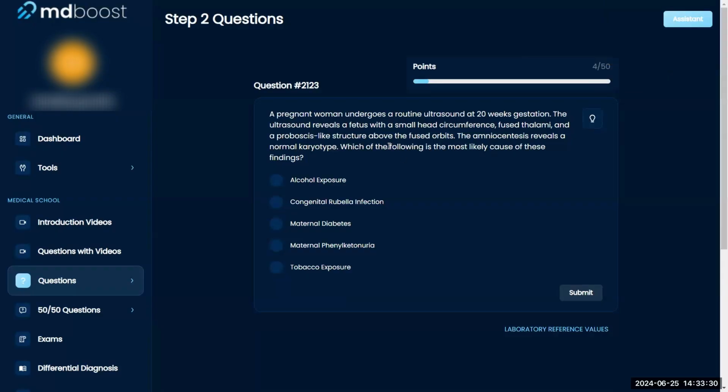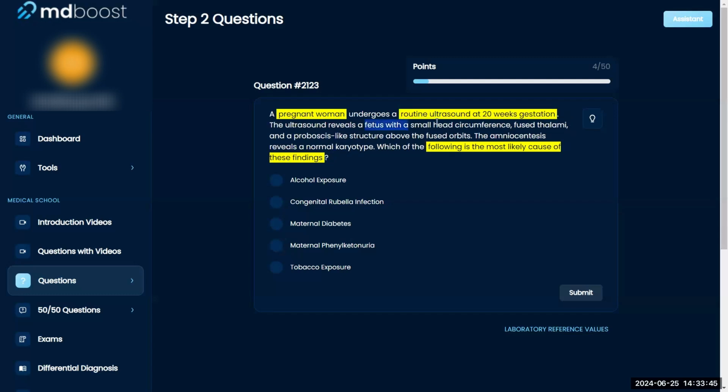Okay, so which of the following is the most likely cause of these findings? So it looks like different kinds of things that can affect the fetus during pregnancy. A pregnant woman undergoes a routine ultrasound at 20 weeks gestation. Ultrasound reveals a fetus with small head circumference, fused thalami, and proboscis-like structure above the fused orbits. Amniocentesis reveals a normal karyotype.